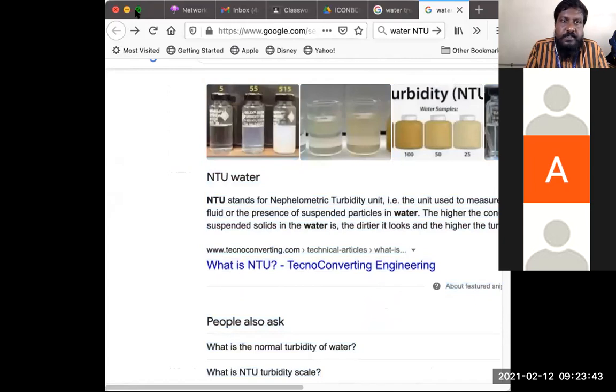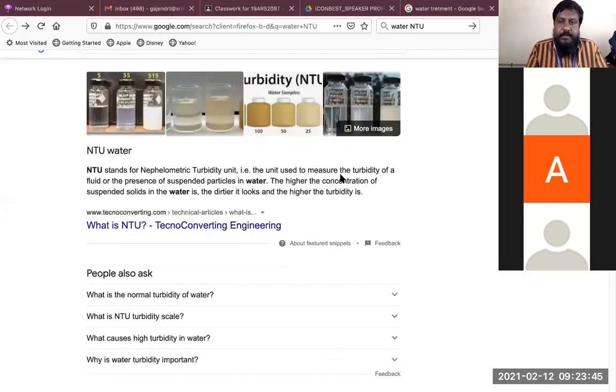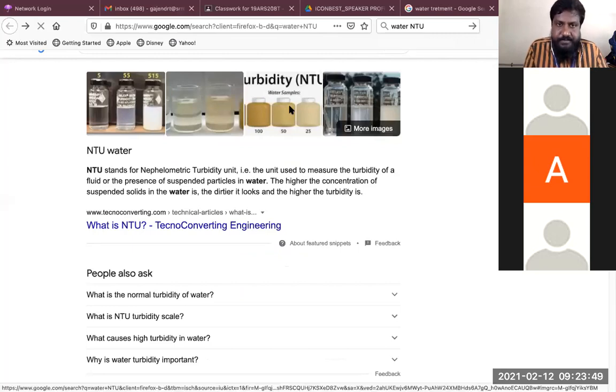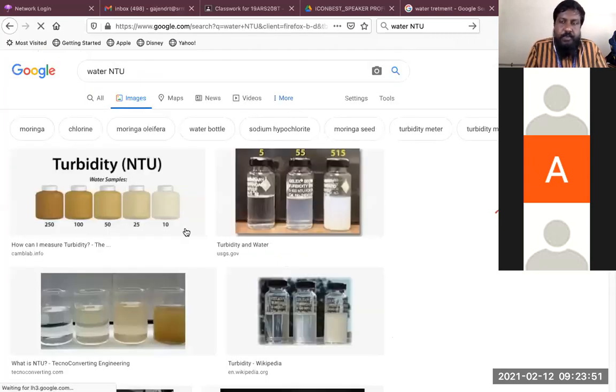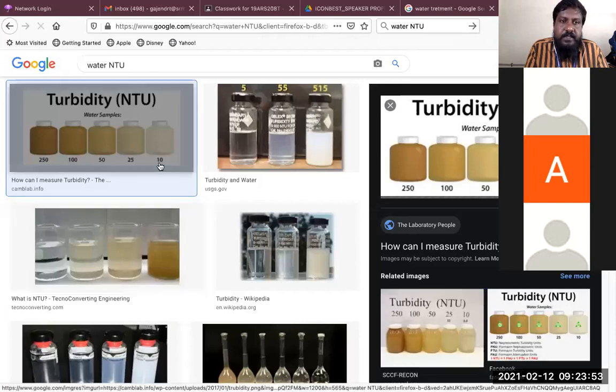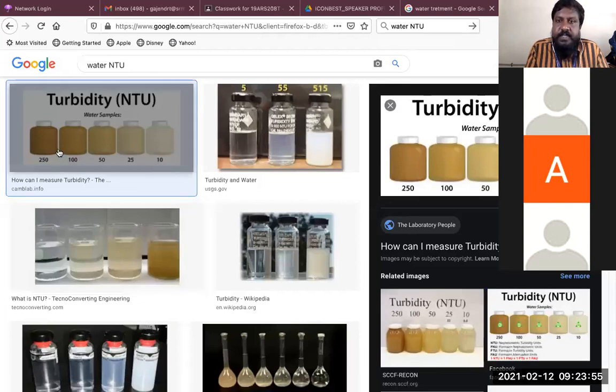So it shows the scale of turbidity. For example, I'll just show you. The more the NTU value is, the more turbid the water is. You can see the discoloration also. So this is about NTU.